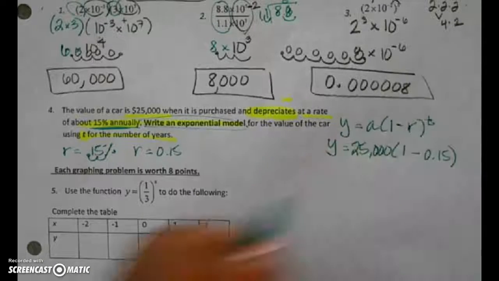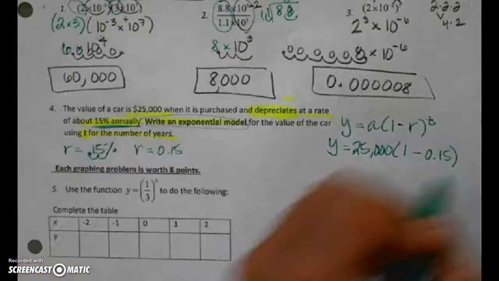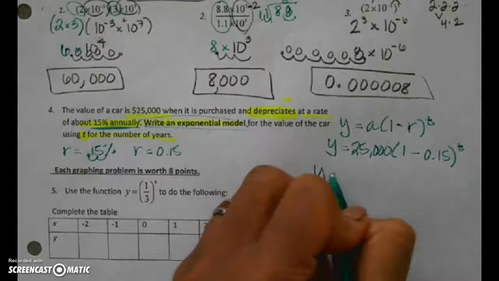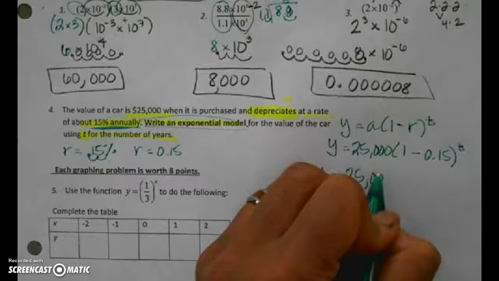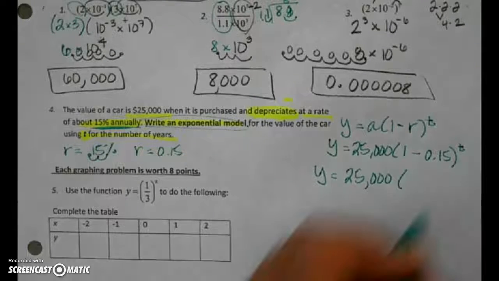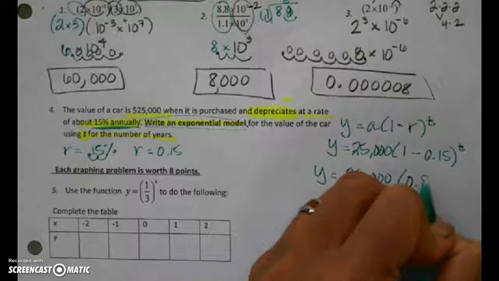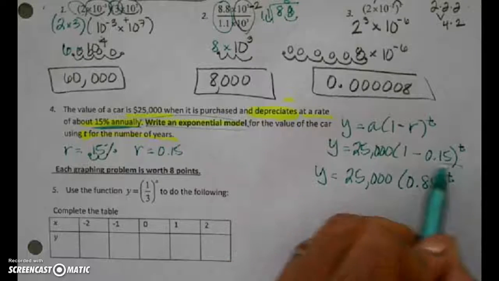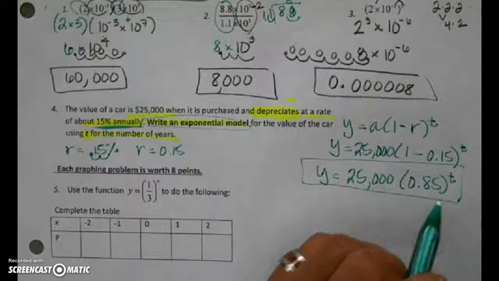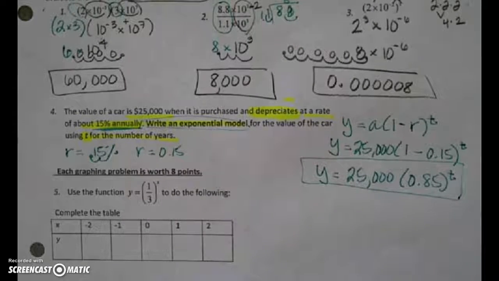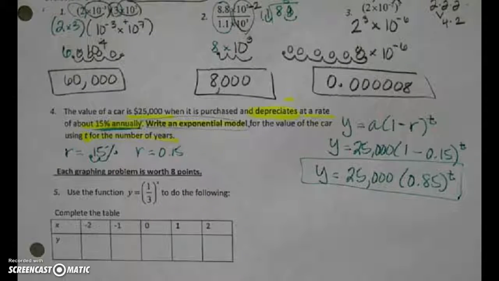To the t, that's the number of years. I don't know what that is, so I'm just going to leave it as a t. So y equals 25,000 times 1 minus 0.15, which is 0.85, to the t. This is a model. That's all I need. I could use this very same equation if I wanted to know the value of the car after 5 years, after 10 years, after 1 year, and I would be done.